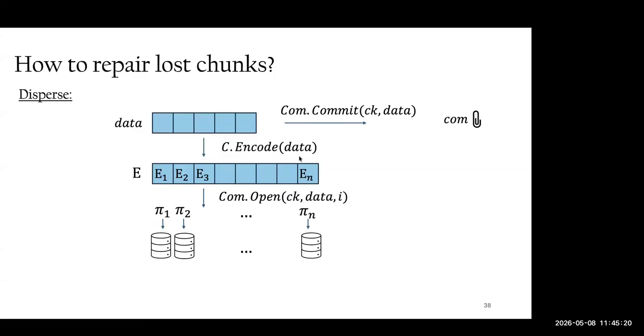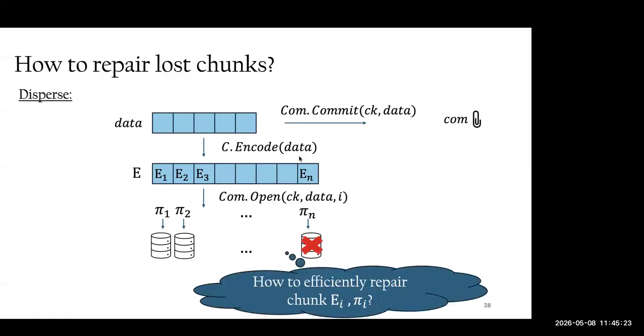So in this picture, this is the same framework as before. Now the question is what happens if the last node loses its data? So now in this framework, I need to be able to efficiently repair the chunk E_i, which I lost, plus the proof pi_i. So I need to repair both of the things. And that's the key question that we'll solve next.